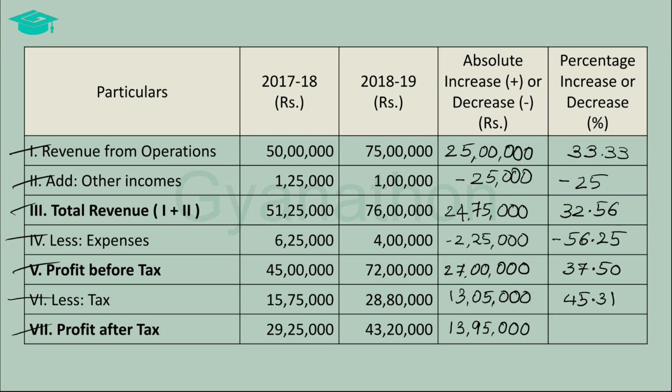45.31%. The percentage change in the profit after taxes is 13 lakhs 95,000 rupees divided by 43 lakhs 20,000 rupees multiplied by 100, that is 32.29%. This means that the profits after taxes have increased from the year 2017-18 to the year 2018-19 by 32.29%. This is how a comparative statement is prepared. Now, let us see the next tool which is used to analyze the financial statements.